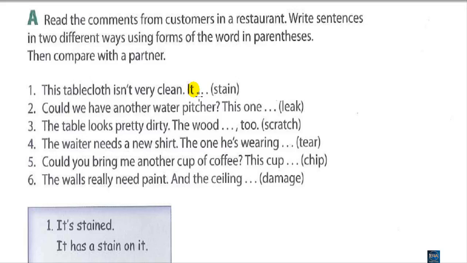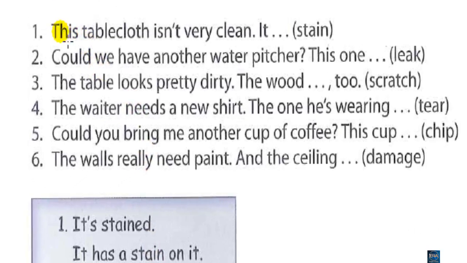Example, number one, it's stained. It's stained, it means it is stained. So stained here is the PP, past participle. Or, it has a stain. A stain is of course a singular noun, so I use a noun here to describe the problem. Number one, this tablecloth isn't very clean. It has a stain, or it's stained.